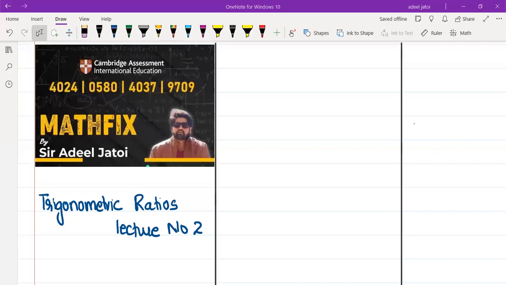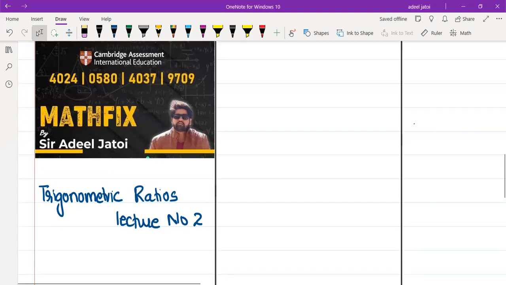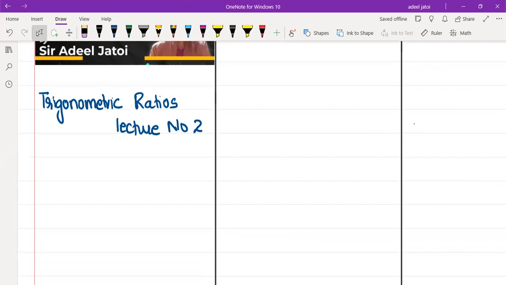Okay. Now we start off with trigonometric ratios. Now this is lecture number 2 of trigonometry. Now considering that trigonometric ratios will be used, there are 3 types of trigonometric ratios that we'll be dealing with. One is the sine ratio, the other one is the cosine ratio, and the third one is the tangent ratio.